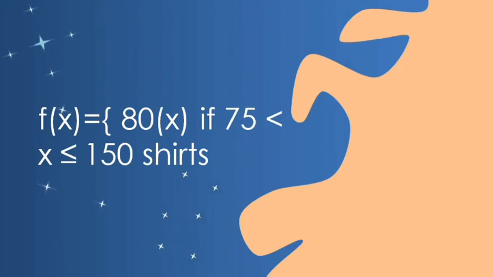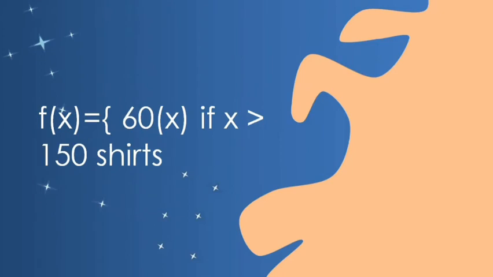The second is this: 80 multiplied by x if 75 is less than x, and x is less than or equal to 150 shirts. In simpler words, if the exact number of t-shirts Thomas bought was greater than 75 but is less than or equal to 150 shirts, then we'll multiply the exact number by 80.